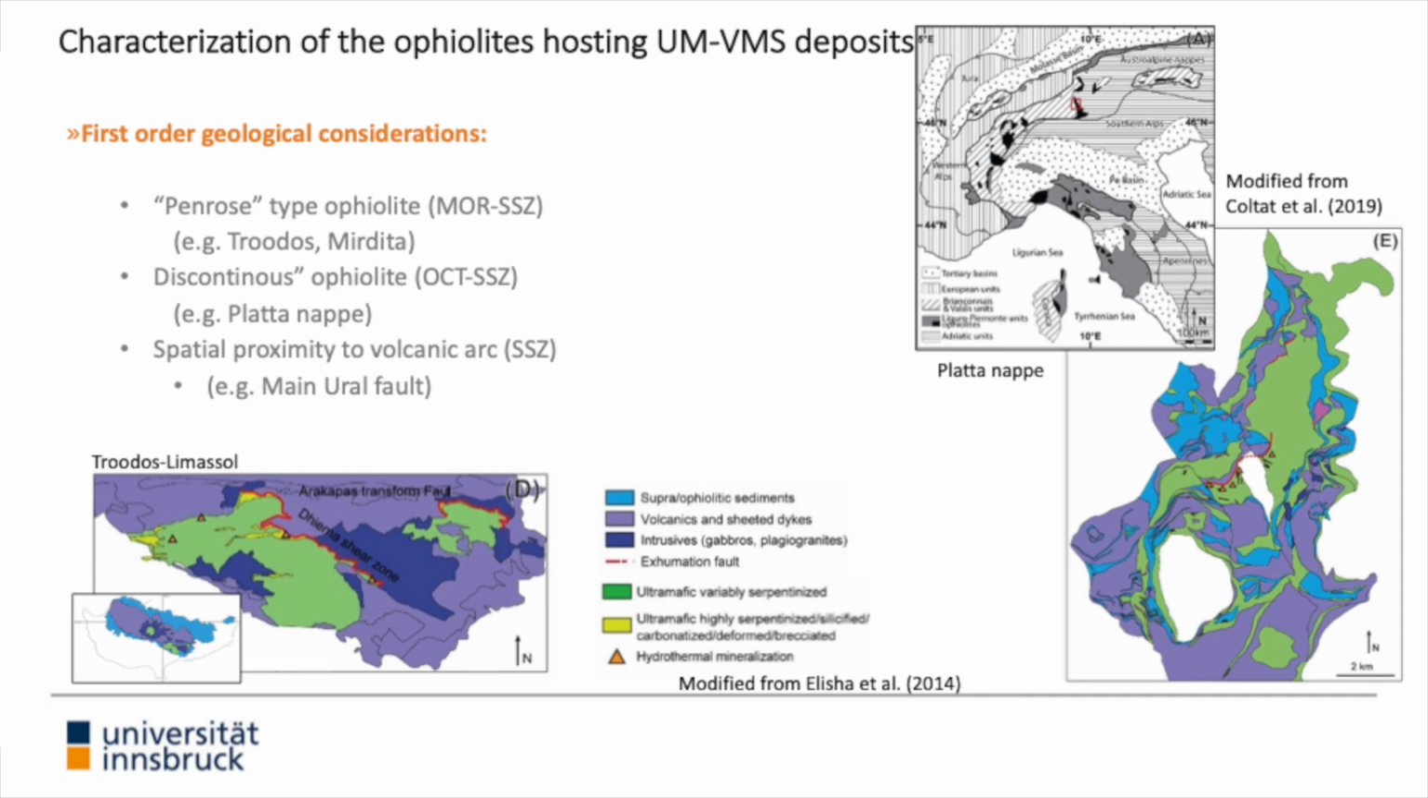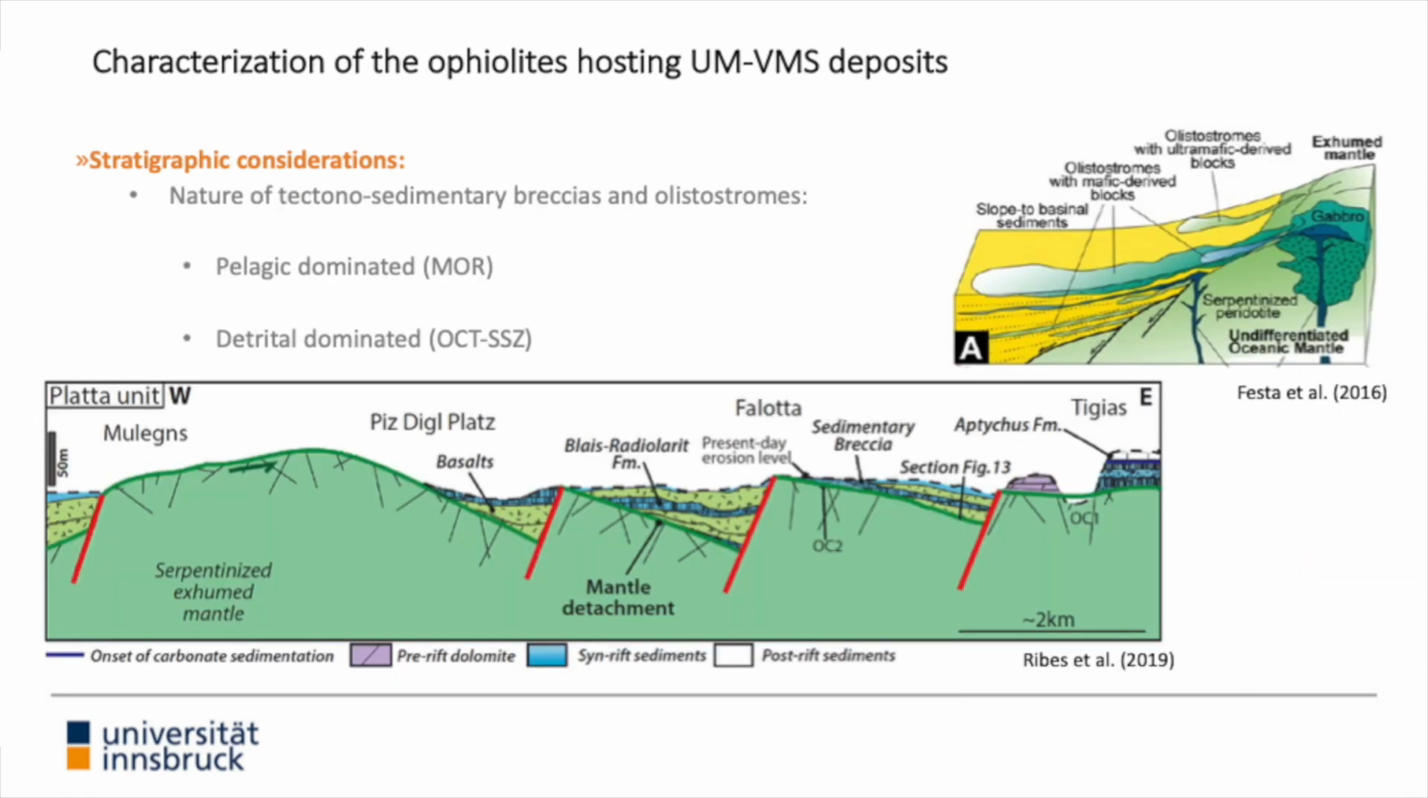Or do we have a special proximity to volcanic arc, which is more common for suprasubduction zone environment, such as the Main Ural Fault? Another criteria is to look at the stratigraphic consideration of the nature of the sediments that develop on top of the detachments. So if we have more pelagic dominated sediments on top of the detachment, this will mean it's more higher depth, so we may be more in MOR environments.